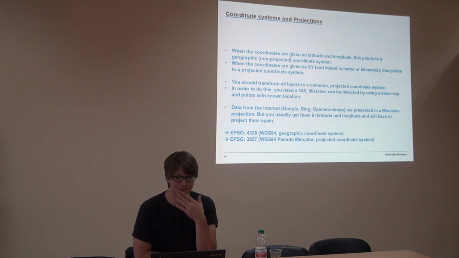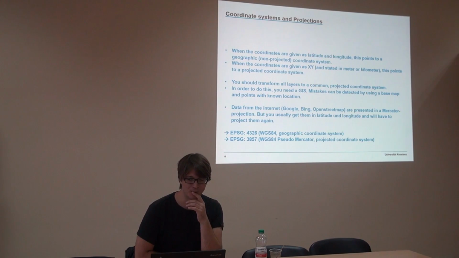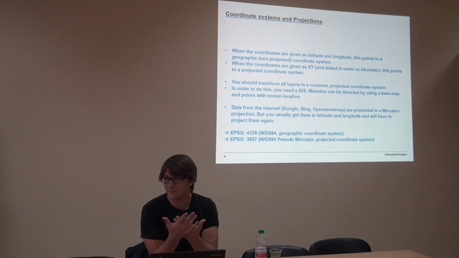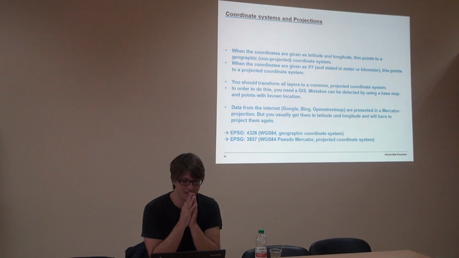You should usually transform all the layers or shapefiles to a common projected coordinate system, and then you can do whatever you like. In order to do this, you need a GIS. There are a lot of things that can go wrong, so it's usually good to use a base map and your shapefiles, and when you have points that you know where they are, you can see whether these projections and transformations were correct or did not go well.